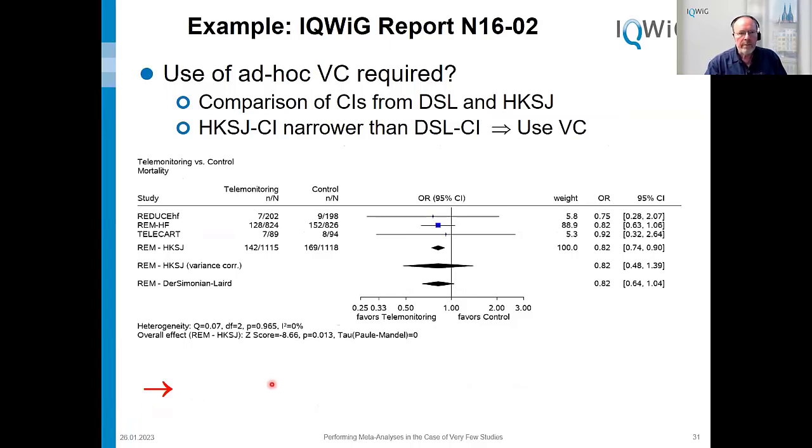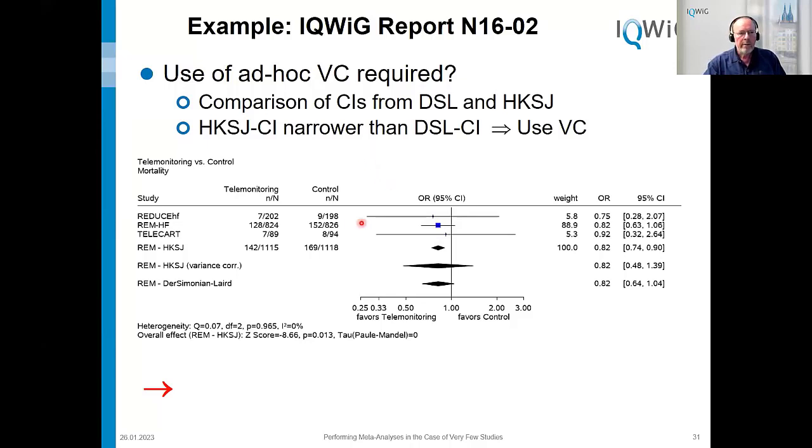This is also from an IQWiG report. We have a situation with 3 studies. All are not significant, but most of the evidence is lying on the benefit side. So the first question is, we have 3 studies. We want to perform a random effects meta-analysis by means of Knapp-Hartung-Sidik-Jonkman. Do we need the variance correction?